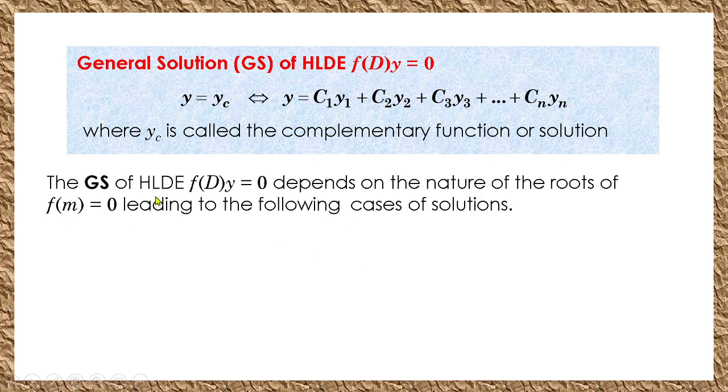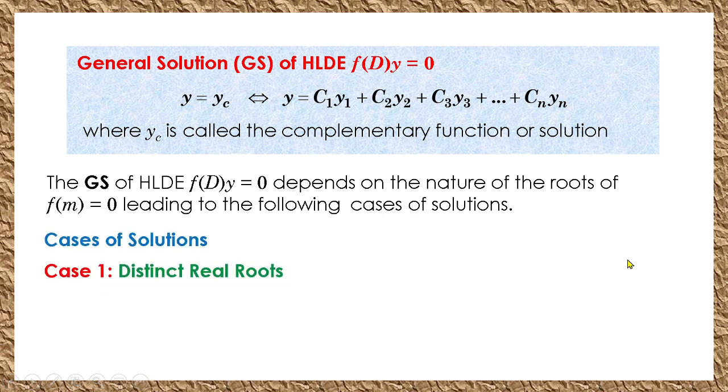The general solution of homogeneous LDE, f of D applied to y equals 0, depends on the nature of the roots of f of m equal to 0, leading to the following 4 cases of solutions. So these are the cases of solutions. Number 1, if you get distinct real roots. So this is case 1. Again, the solutions are distinct real roots.